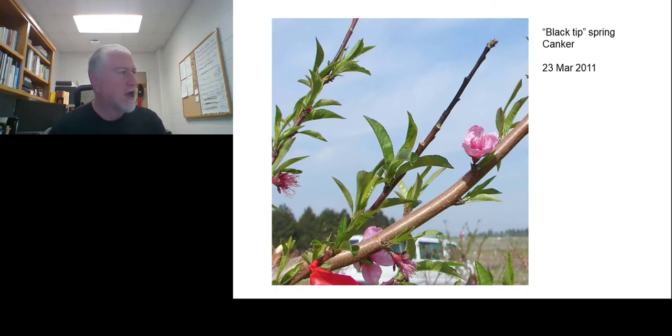So this slide is from Dave Ritchie. Dave's not going to be able to be with us this year, I don't think, but it's a black tip canker. And if you see that black on the end of that stem, that is a black tip canker, and that's caused by that bacteria going back in and forming a canker from earlier back in the fall. Now, this was on the 23rd of March that they took that photograph. That was in 2011, so it's been a while ago.